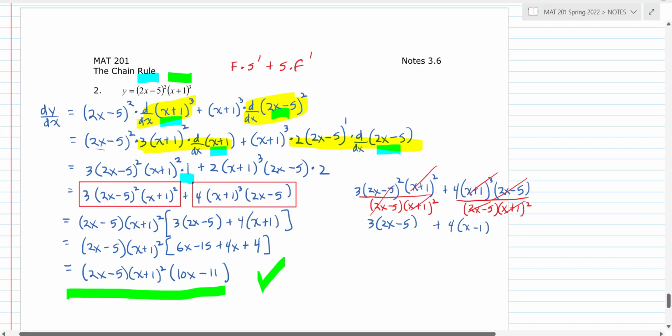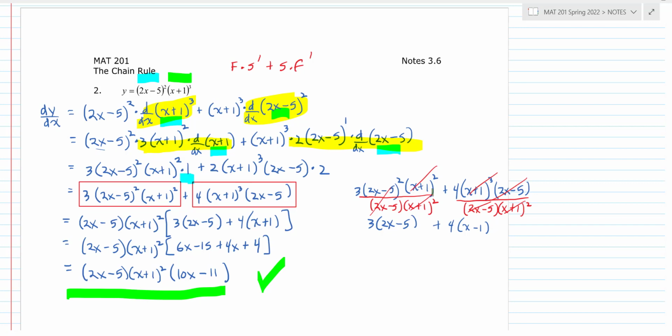If you do it this way, it keeps you from having to do this in your head, and it'll make it pretty simple, I think, that the x plus 1s cancel out. 2x minus 5 to the second over 2x minus 5 to the first leaves you 1 left over. And then over here, notice the 2x minus 5s divide out. x plus 1 to the third over x plus 1 to the second leaves you with 1.